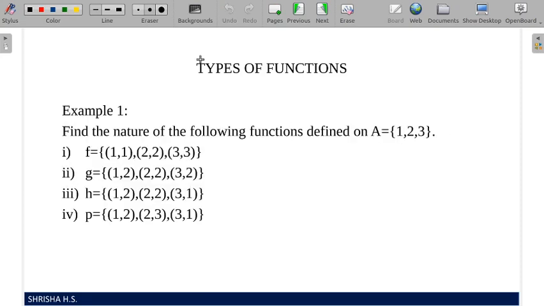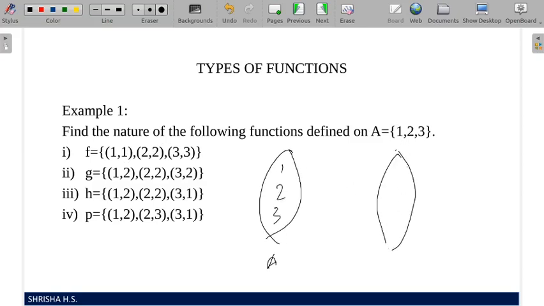Let's start solving some problems. We have a set A = {1, 2, 3}. So we have the function (1,1), (2,2), (3,3). So we have set A, 1, 2 and 3, which is mapped onto the set A. Okay, so 1 to 1, 2 to 2 and 3 to 3. So what can we tell about this function?